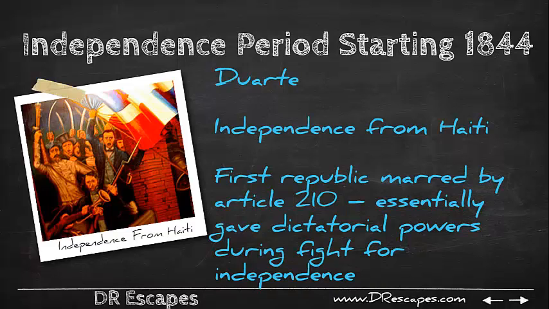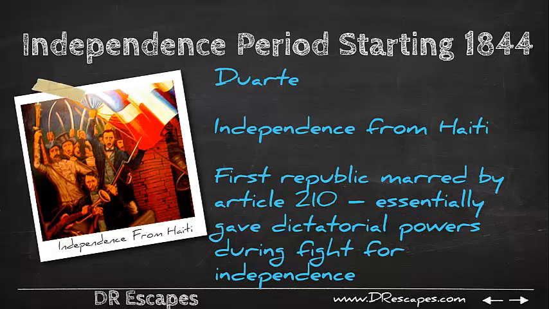The independence of the DR took place over several periods, the first of which was from 1844 to about 1861. On July 16th, 1838, Juan Pablo Duarte, a very famous name you'll see all over, founded a secret society called La Trinitaria, along with several of his supporters. Every city has streets named after him, and the main highway is named after him. You're going to find Duarte is a very popular name in the country. And they did win independence from Haiti.